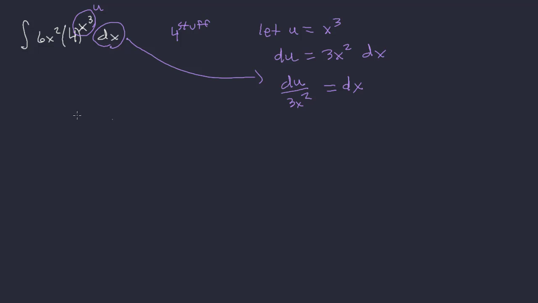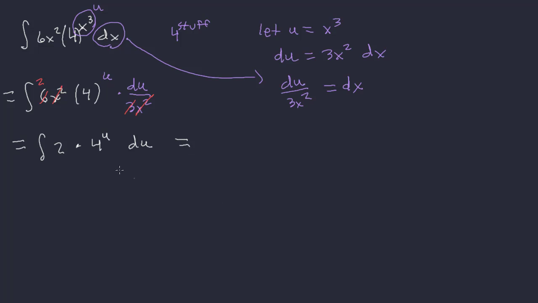So we'll replace this with a u, and this dx will be replaced with du over 3x squared. Our new integral: I'll leave this 6x squared alone, and then we'll have 4 raised to the u, then times du over 3x squared. The x squareds cancel, and the 3 cancels with the 6, leaving a 2. So we're down to the integral of 2 times 4 to the u du.